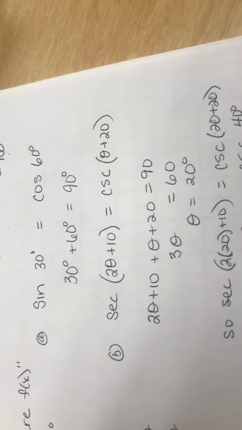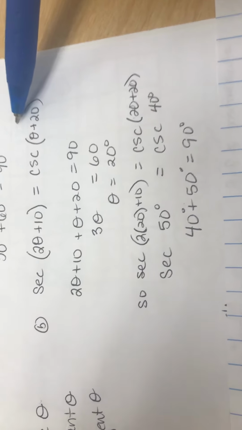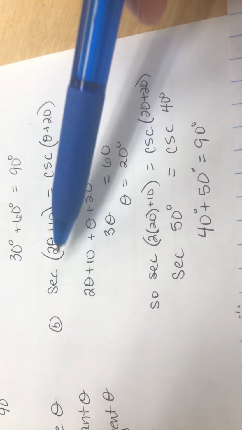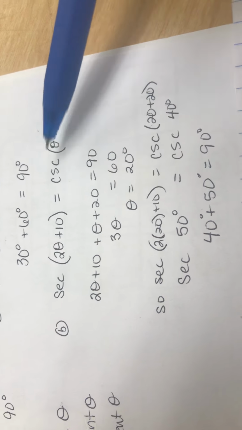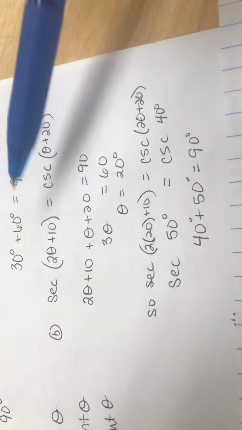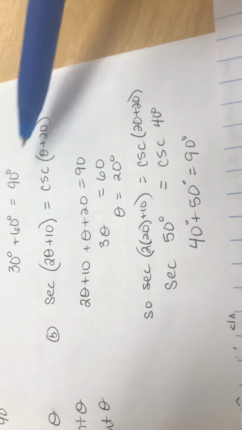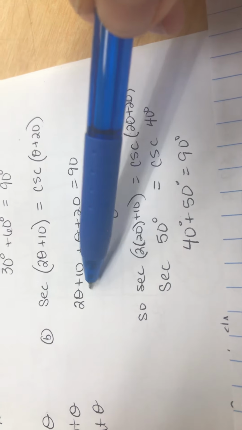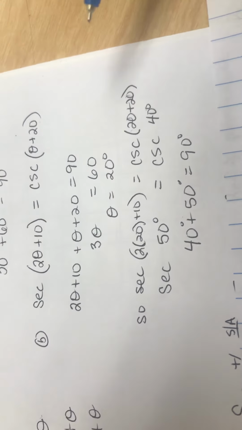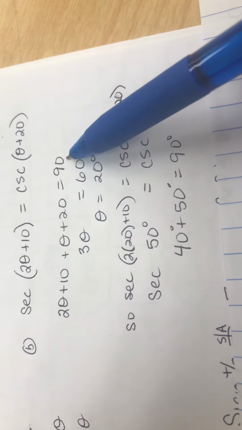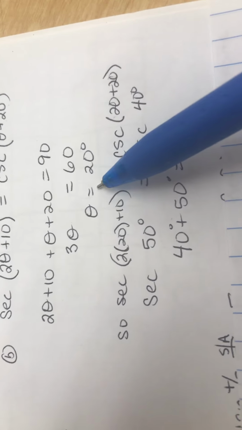Okay? This is used to solve for theta. So I gave you this example to show you how it's used in order to solve for theta. If I told you secant of 2 theta plus 10 was equal to cosecant of theta plus 20, because these are co-functions, secant and cosecant, you could just take their values, 2 theta plus 10, sum it with theta plus 20, and set it equal to 90. And then subtract 30 from both sides and add your thetas together, solve, and you get 20.